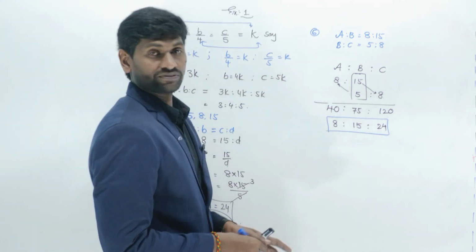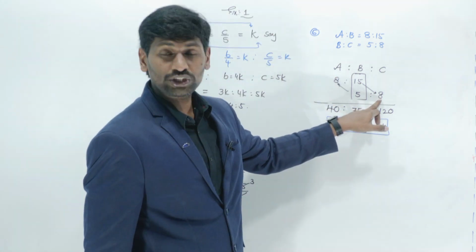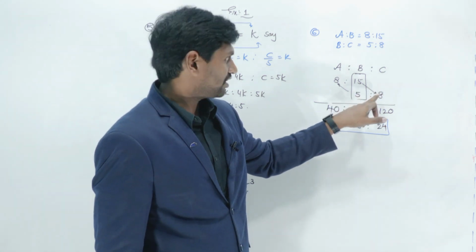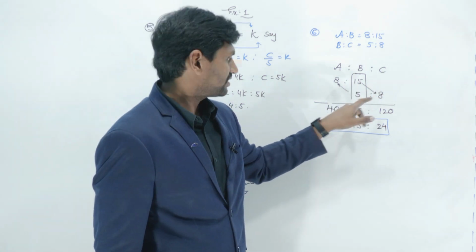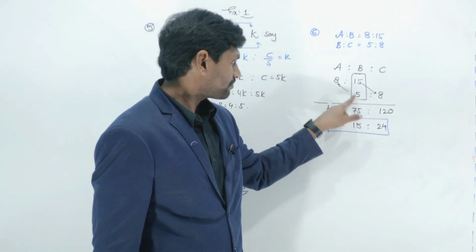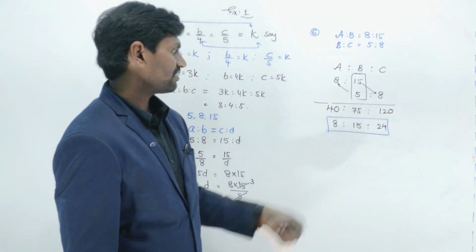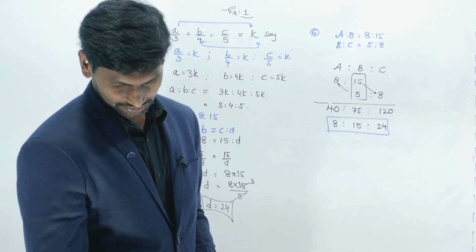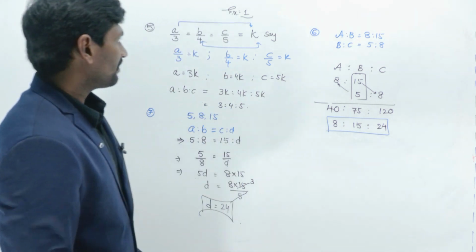See how I am doing this? First I multiply. For this 8, there is no multiplication chance. You cross multiply like this: 8 15s. For 8 also, you cross multiply like this: 8 5s is 40. So this is our required answer. Check. Now the seventh one is completed.